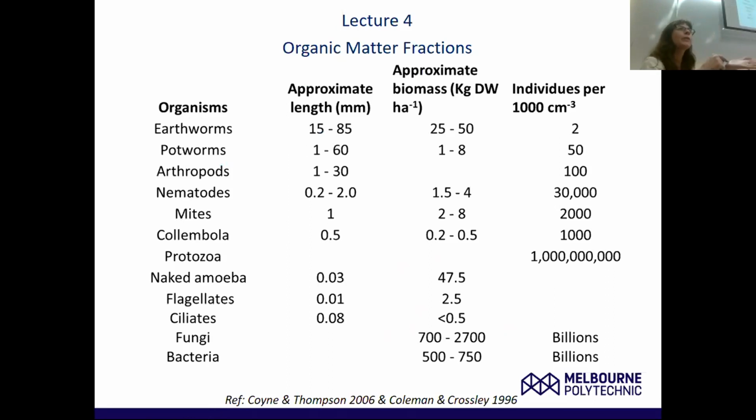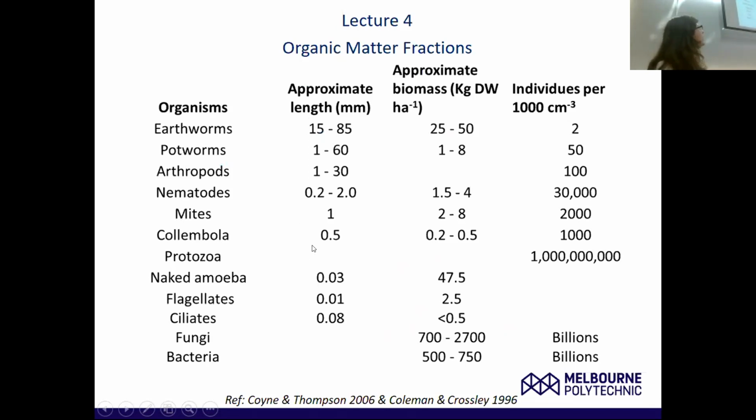And you see ones that are very skinny and move very quickly, and there are ones that are bigger and move slower, and they're different species. We have things called potworms, arthropods, nematodes, mites, etc., and then we go all the way down to fungi and bacteria. And all of these constitute and move around the organic matter fraction. So here we've got their approximate length. So earthworms are quite big in the soil community compared to our fungi and bacteria, which are very, very small.